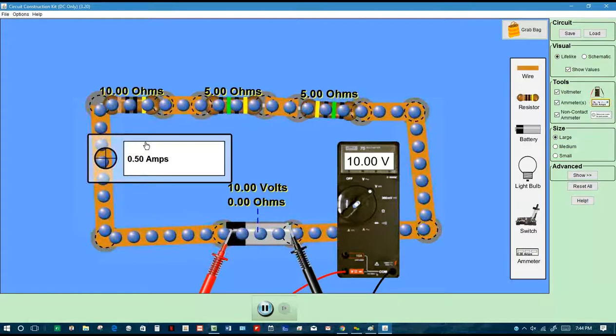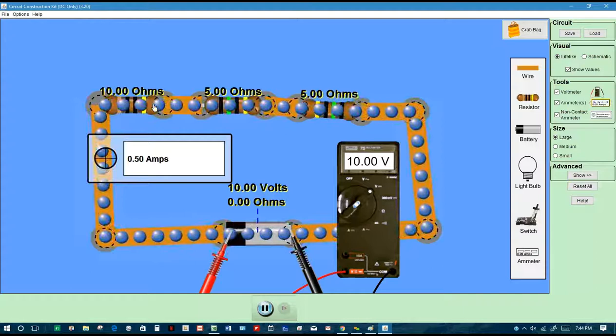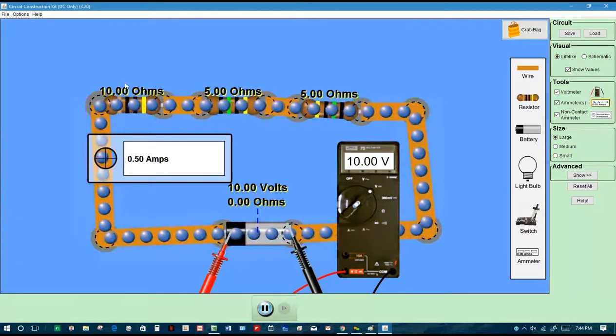Change it to 15 ohms. Let me change the one resistor to 15 ohms. I'm sorry, what's the question? You change one resistor to 20 ohms, I mean? Exactly. So you're saying put one resistor in that has what resistance? 20 ohms. 20 ohms. So let's go do that.